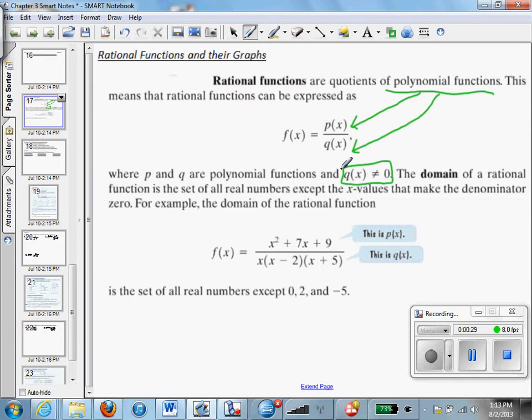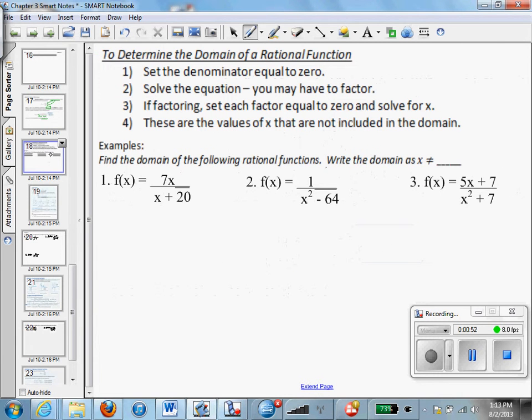The domain of a rational function is the set of all real numbers except the x values that make the denominator 0. For example, for the rational function below, you take the separate pieces, set each equal to 0, and solve for the variable. So the domain is all real numbers except 0, 2, and negative 5 in this case, because those values would make the whole denominator go to 0.